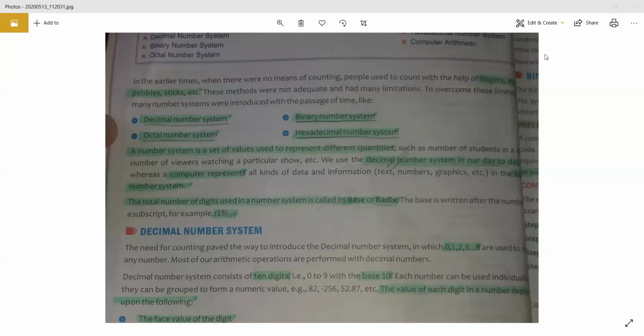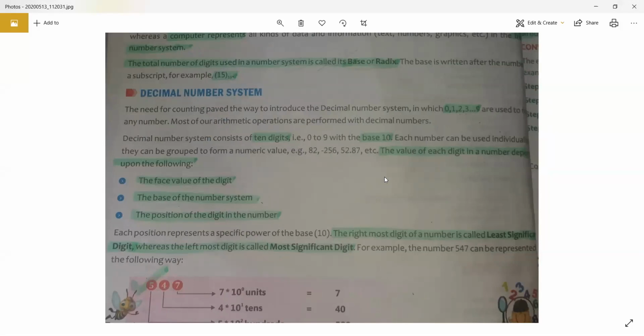So let us discuss first the decimal number system. Okay beta, the decimal number system is the only number system which we are using in our daily life, whether you are doing shopping, whether you are counting anything, whether you are using a calculator. So generally we are using the decimal number system only. Okay, and in this number system we have 10 digits. All right, so that means the base of this number system is going to be 10, right?